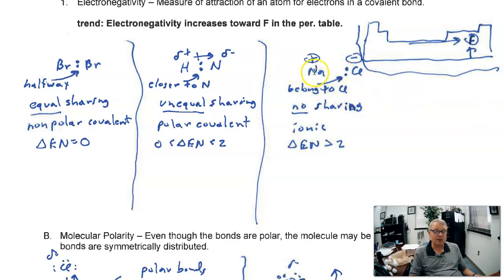Okay, well, here's a sodium atom. Here's a chlorine atom. Here's a pair of electrons. Which one is more electronegative? Well, chlorine. And it's sitting right here underneath fluorine, right? Where's sodium? Way over here. Not very electronegative at all.